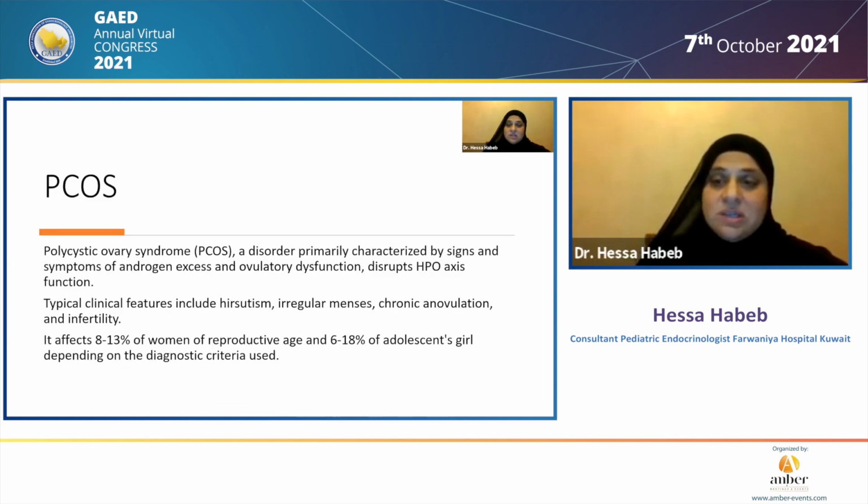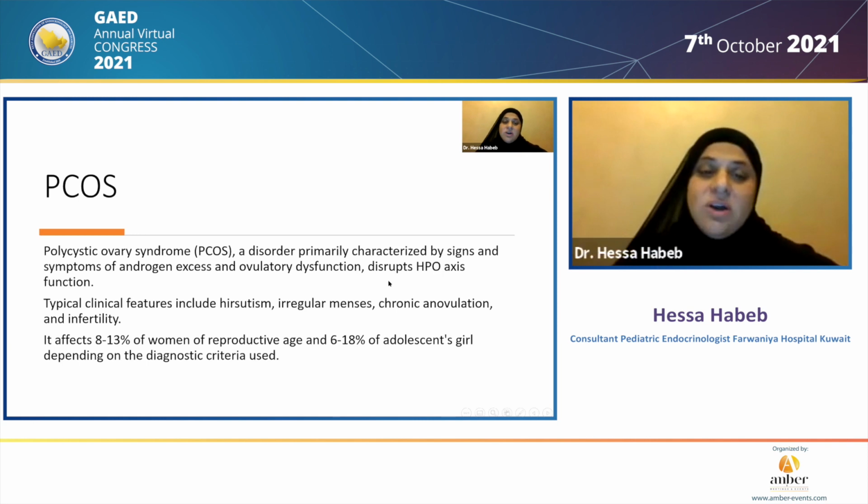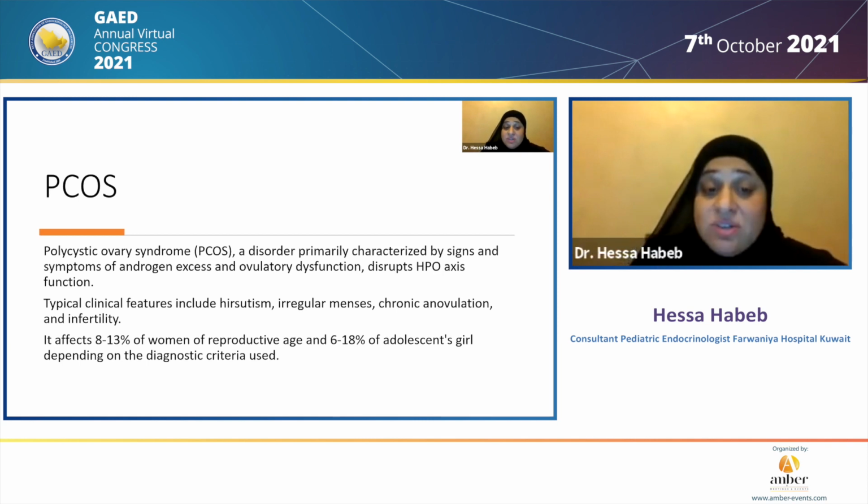We know that polycystic ovary syndrome is a disorder primarily characterized by signs and symptoms of androgen excess and ovulatory dysfunction, and disrupts hypothalamic pituitary axis function. The typical clinical features include hirsutism, irregular menses, chronic anovulation, and infertility. It affects 8 to 13% of women of reproductive age and 6 to 18% of adolescent girls, depending on the diagnostic criteria used.